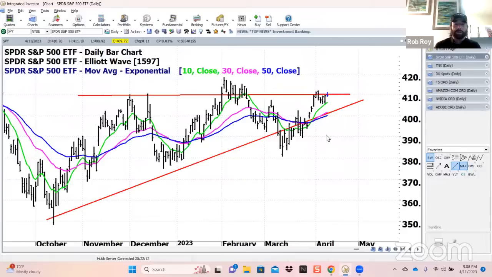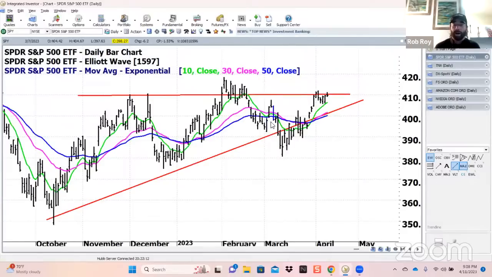All of the triangles, descending, symmetrical, or ascending, just mean that we are forming some consolidation and a breakout is likely. That's what a triangle means. And there's no secret to the fact that 410 is pretty significant resistance, but moving up to that from the lows in October, we have a series of higher lows.